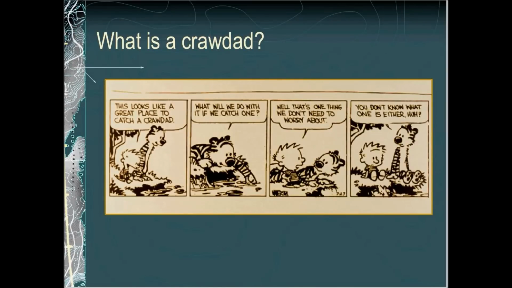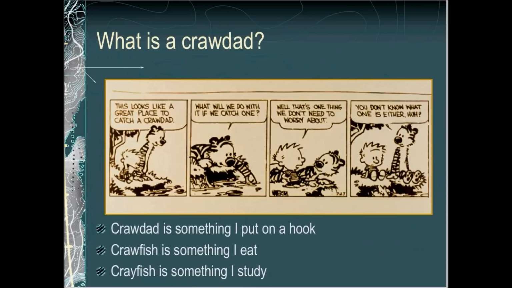And the wonderful philosophers of Calvin and Hobbes also don't really know what these animals are. I had a gentleman that is a professor at Eastern Kentucky University. He told me that a crawdad is something I put on a hook, a crawfish is something I eat, and a crayfish is something I study. And I thought that was kind of a unique way of looking at it.